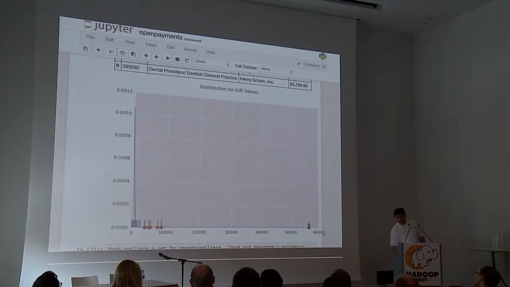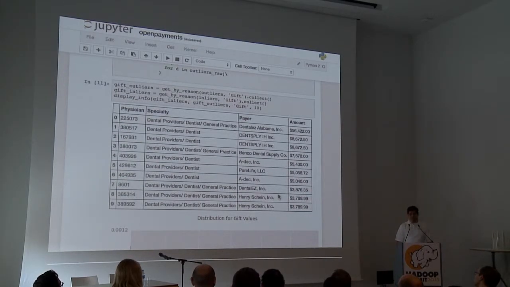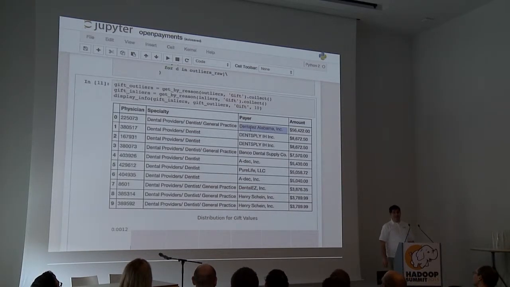Look at that bad boy right here. Man, someone's getting some gifts. All right, so I looked this one up, actually. The dentists are getting some gifts. If you ever want to get gifts from people, be a dentist. That's all I have to say. This is a dental chair manufacturer in Alabama.